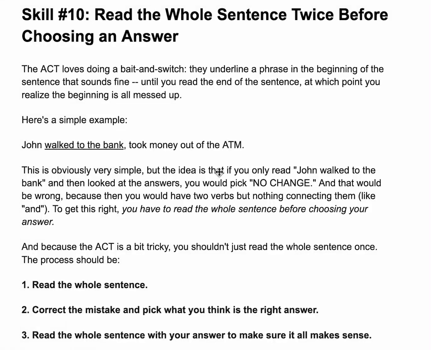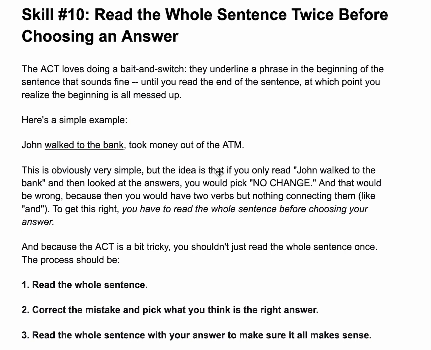All right, so skill 10: read the whole sentence twice before choosing an answer. Okay, now we are in the English section, obviously. And this is just like the general process for all questions on the English section. Read the whole sentence twice before choosing an answer.